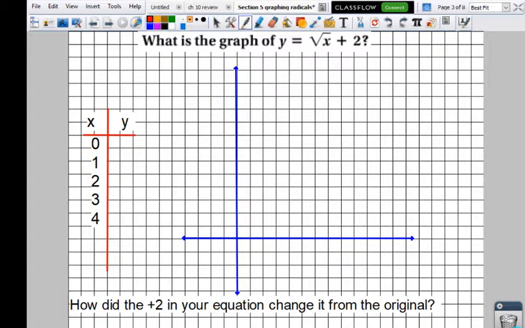So I'm going to go through and make my table here. I was at 0, 2; 1, 3; 2, 3.4; 3, 3.7; and then 4, 4. And I'm going to graph these just like I did before. So 0, 2 is right here. I'll put my dots. 1, 3 is right there. 2, 3.4; 3, 3.7; 4, 4. And when I had all those negatives in there, they were all undefined. So I'm going to put my arrow starting right here, going over to the right.